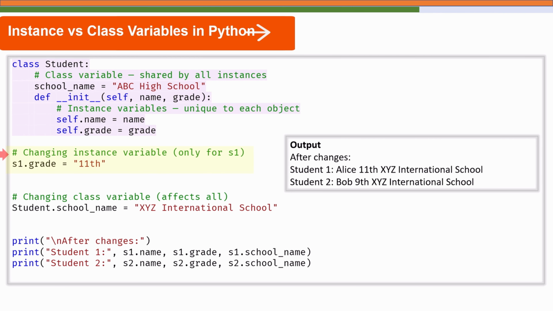Only Alice's grade changes, but when we modify the class variable school_name through the class name, it instantly changes for all the students. So as you can see, after modifying Alice's grade, Bob's grade remains the same because each object maintains its own instance variables. But once we change the class variable, both students now show the updated school name. This clearly demonstrates that class variables are shared while instance variables are unique to each object.